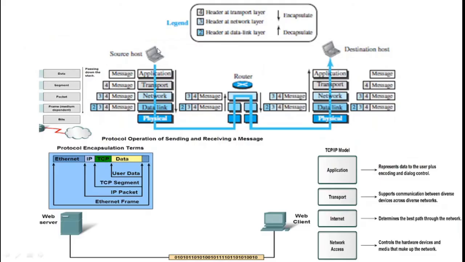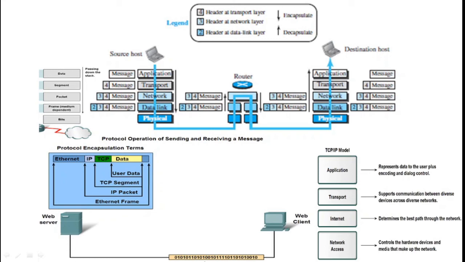When you look at the protocol operation of sending and receiving a message, the data becomes segments in the transport layer, with a header added at the transport layer. In the network layer it becomes a packet by the addition of a header at the network layer. In the data link layer it gets a header as well as a trailer at the end, which is for error correction, and it becomes a frame. The frame type depends upon the media in the lower layer, and that is transmitted to the physical layer, where it becomes bits.